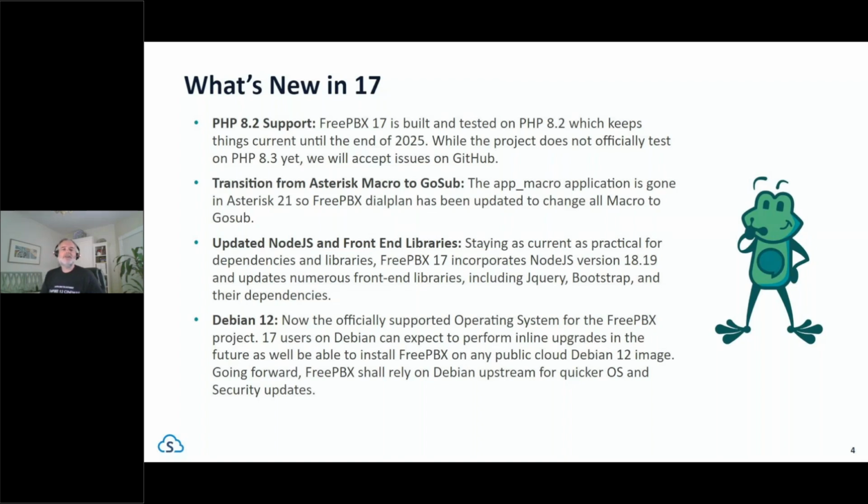The vast majority of the improvements that come in 17 are foundational. There's a small number of features and tweaks throughout the GUI, but the real strength of 17 is entirely in the foundations, from operating system to libraries to support for the current Asterisk version, etc. So Mike, we'll just jump to the next slide.